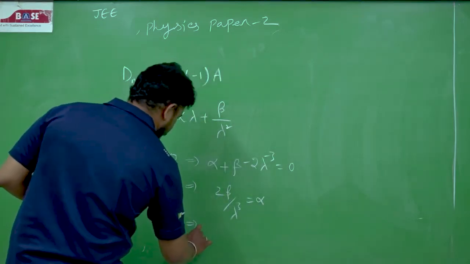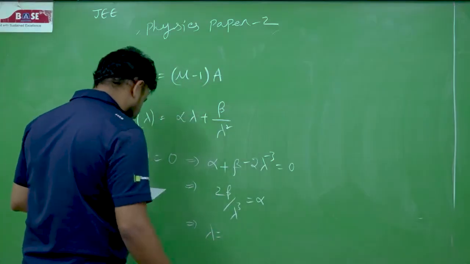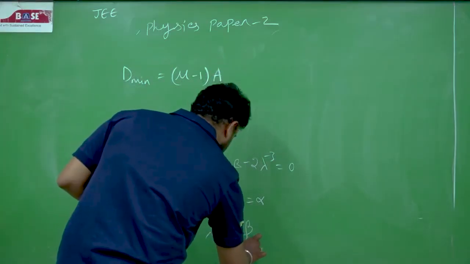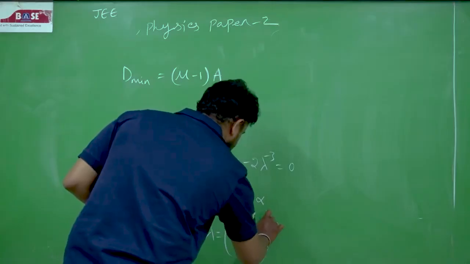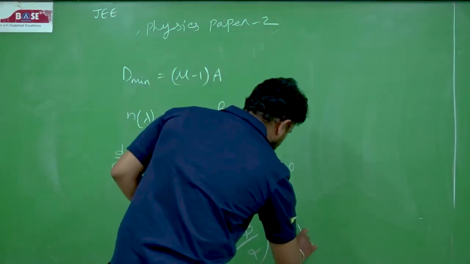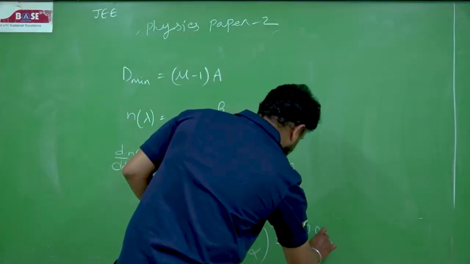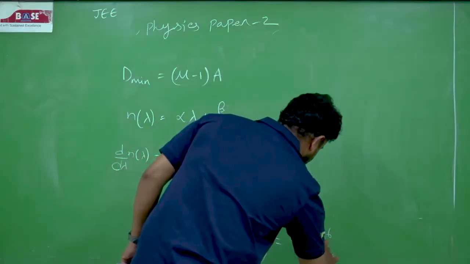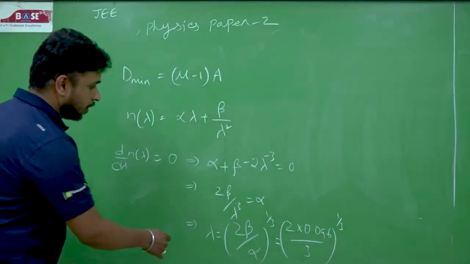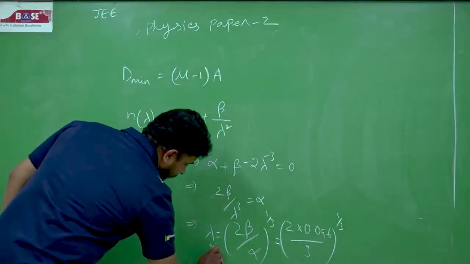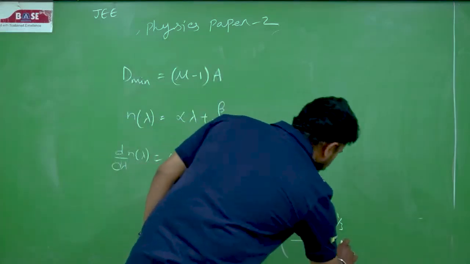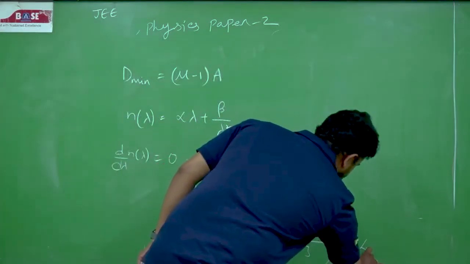So from this you solve for lambda. So I'll just write the answer. So this will be, upon substituting, 2 beta by alpha whole power 1 by 3. So put the values of beta. It's like 2 into 0.096 divided by 3 whole power 1 by 3. Okay, so this will be giving you a lambda minimum. Okay, so how much is a lambda minimum? So this turns out to be equal to 0.4.